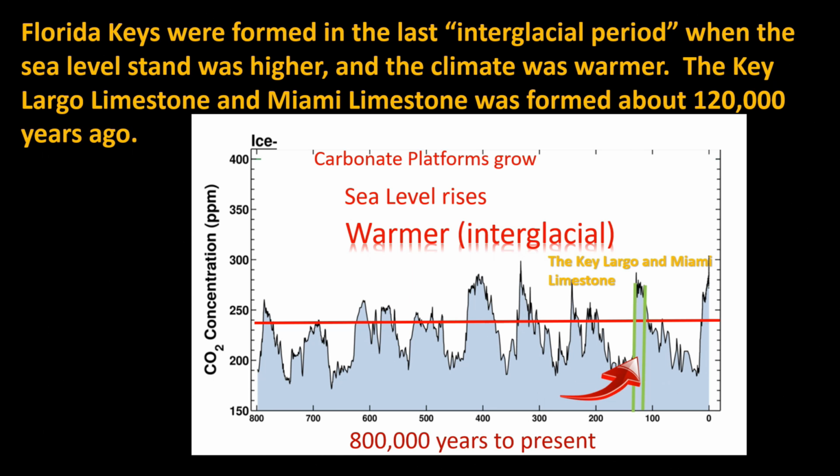As the diagram indicates, the Key Largo limestone was formed about 125,000 years ago. This was another interglacial warmer period between two ice ages. It was warmer than today, and the sea level was considerably higher, and the coral reefs were beginning to build on top of the older Florida Keys.